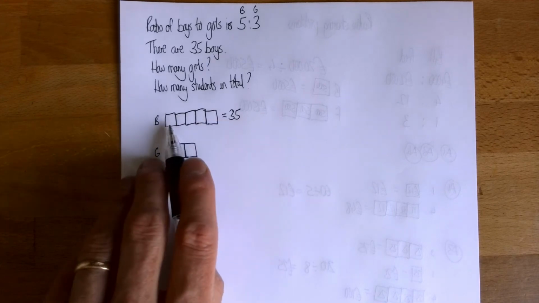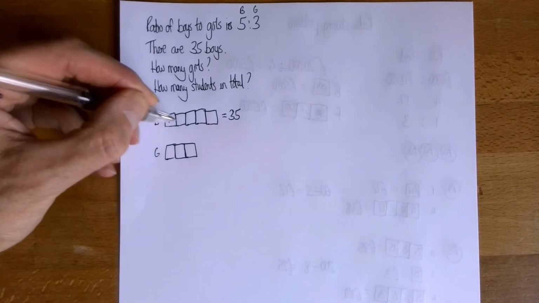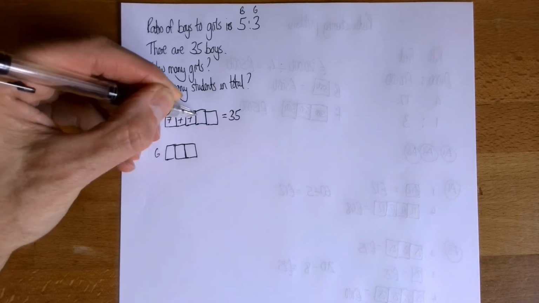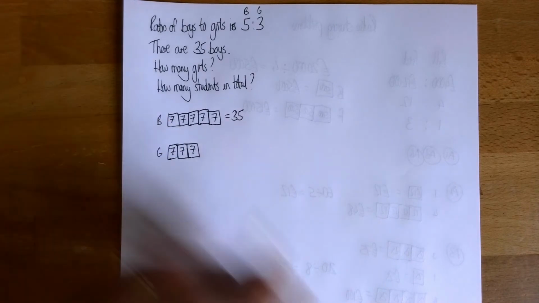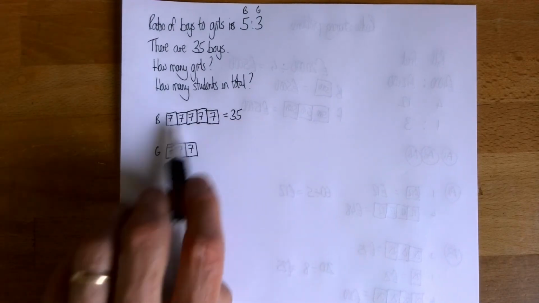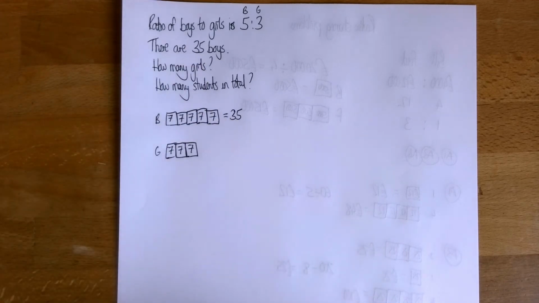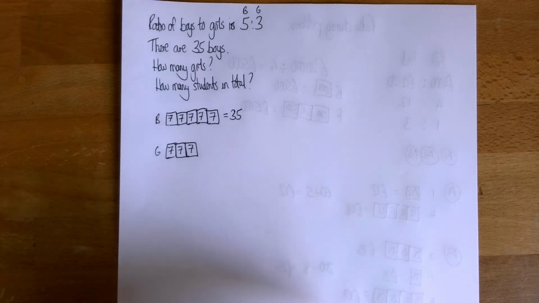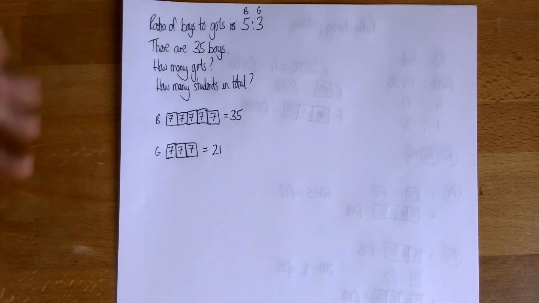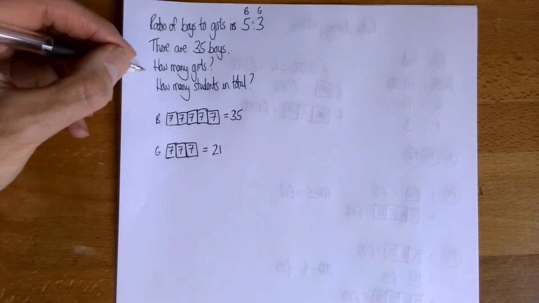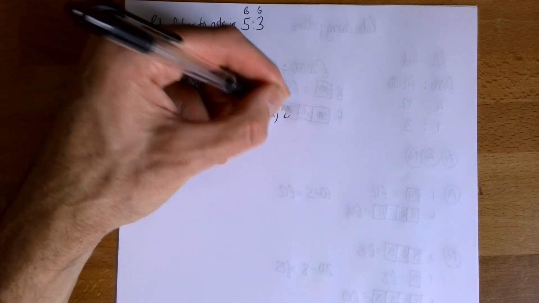If there are 35 boys and that's 5 shares, then 35 divided by 5, each share is worth 7, and that means that these shares are also worth 7. So I did 35 divided by, not 8 this time, but by 5, because 35 is the number of boys. 35 divided by 5 is 7. So I know that each share is worth 7, so there are 21 girls. So if that was part A, my answer to part A would be 21 girls.